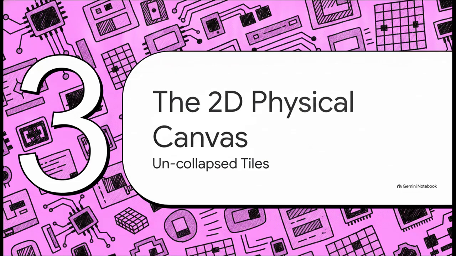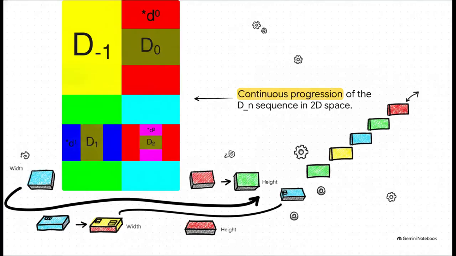Section 3, the 2D physical canvas. Here's the catch, though. Numbers don't just compute themselves in a void. They have to run on physical hardware. This map perfectly illustrates the distinct spatial progression of our hardware tiles. This right here is the 2D physical canvas of uncollapsed tiles. Notice they aren't just arbitrary points sitting on a number line. Every single tile in this D_n sequence is defined explicitly by a physical horizontal width and a vertical height.